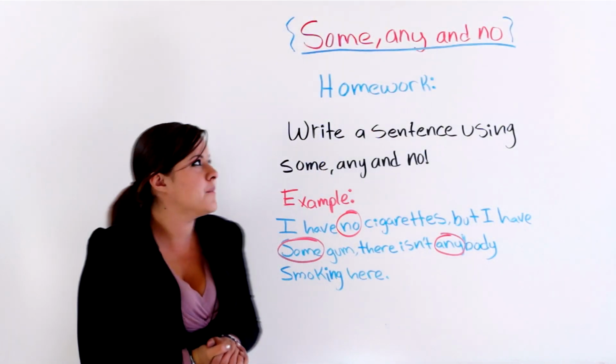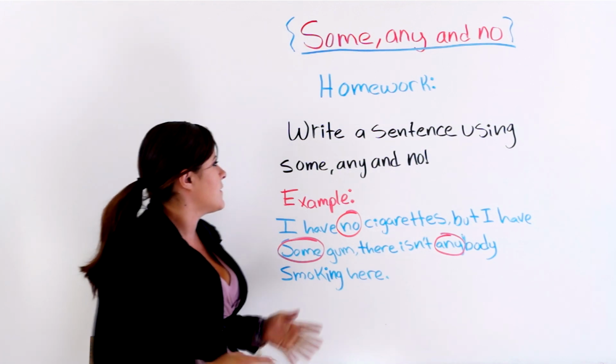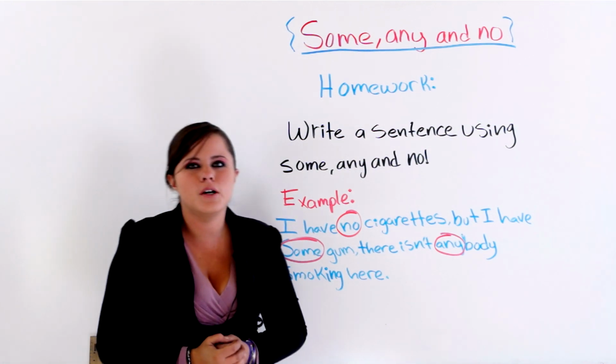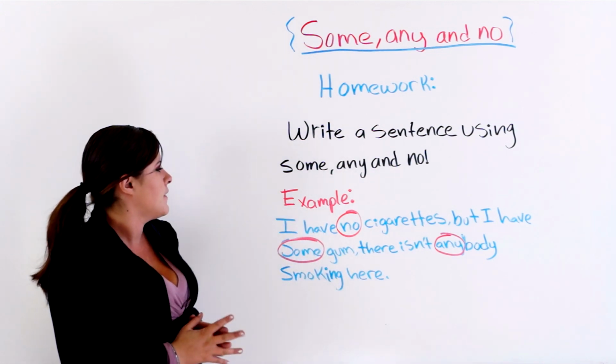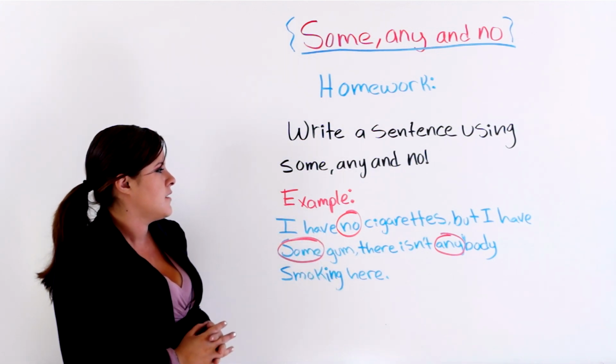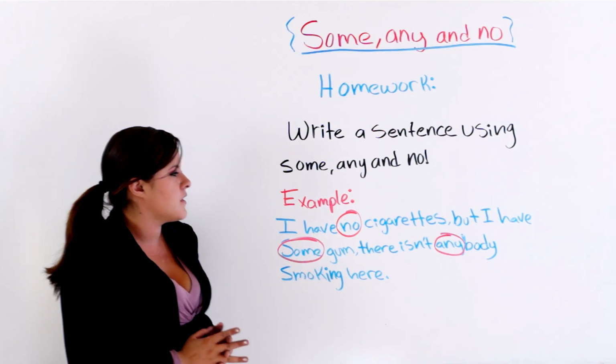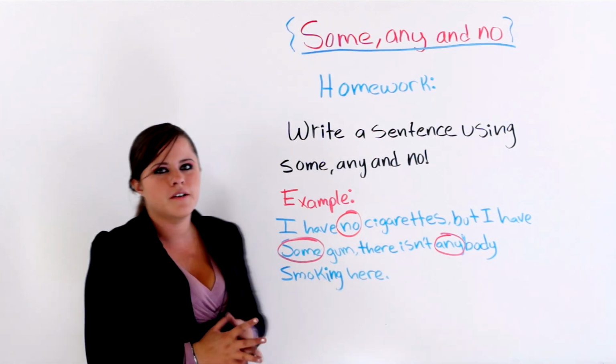Okay, folks, here's your homework. You're going to write a sentence using some, any, and no, okay? Even if you have to make a long one, as in this example here. I have no cigarettes, but I have some gum. There isn't anybody smoking here.